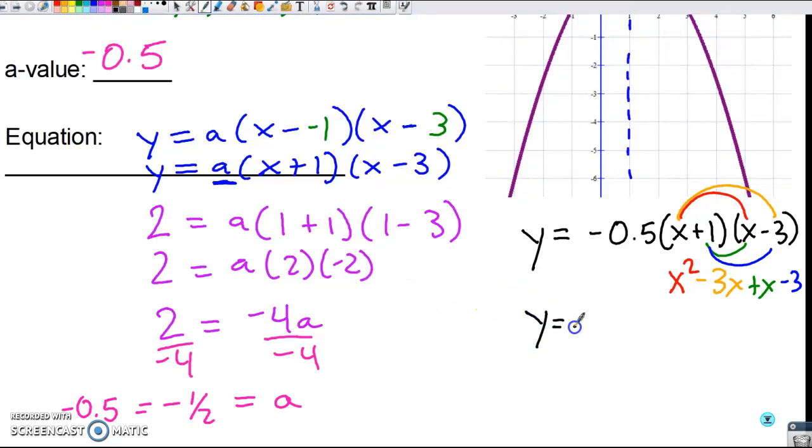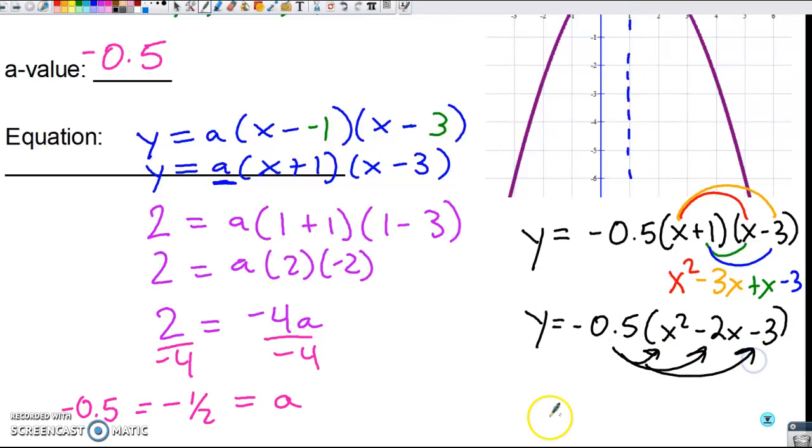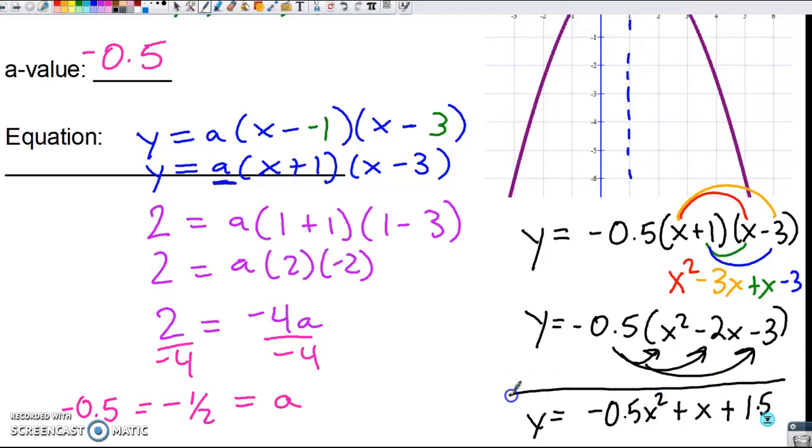So I have y equals -0.5 times x squared. Looks like -3 plus 1 is -2x. Then minus 3. And don't forget to distribute. I need to multiply this -1/2 times all my numbers here. So I get y equals -0.5x squared plus x plus 1.5. And there's my answer after I distribute that -0.5 to the x squared, to the -2x, and negative times the negative makes it positive. Negative times the negative makes it positive as well.